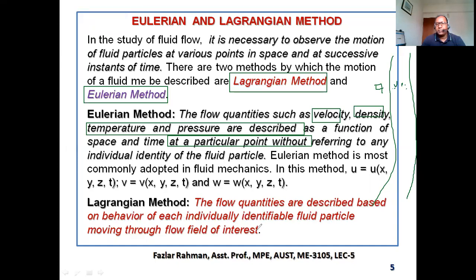Okay, the other method, the Lagrangian method, says flow quantities are described based on the behavior of each individually identifiable fluid particle moving through the field of interest. That means, I gave the example of your friend in the demonstration with a red shirt, and you are keeping an eye on him, how he is flowing throughout the crowd during the demonstration. That kind of observation is the Lagrangian method. Flow quantities are described based on the behavior of each individually identifiable fluid particle moving through the field of interest. That means moving through the flow.